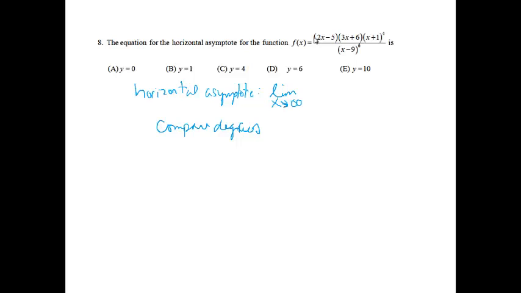I remember I'm only given like 2 or 3 minutes to work on the problem. So if I had to expand this all out to figure out the degrees, it's going to take me a while. So what I did instead, I kind of cheated a little bit.